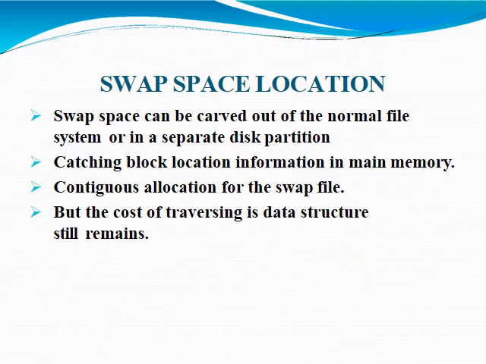Next, we will see what the swap space location is. Swap space can reside in one of two places. It can be carved out of the normal file system, or it can be in a separate disk partition. If the swap space is simply a large file within the normal file system, the file system routines can be used to create it, name it, and allocate its space. This approach, though easy to implement, is inefficient.